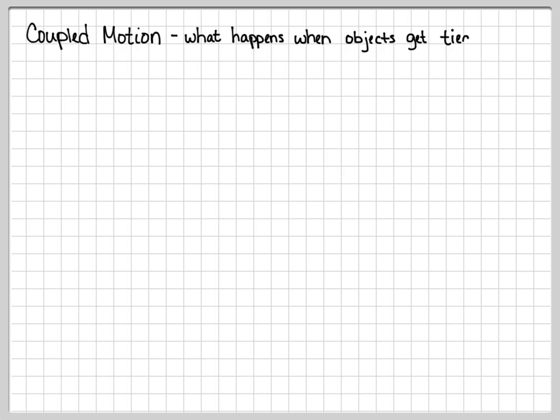So, that's it on elevator problems. We're going to talk about another type of problem that we'll see a lot, coupled motion. As the name sort of implies, coupled motion describes what happens when two or more objects are tied together, stuck together, somehow fastened together so that they all move as a unit.